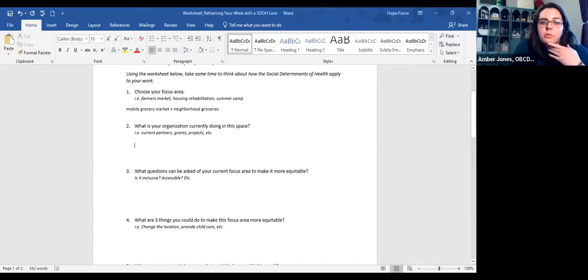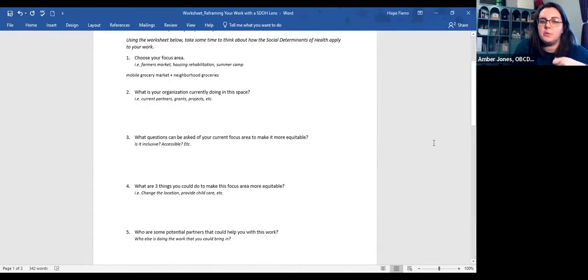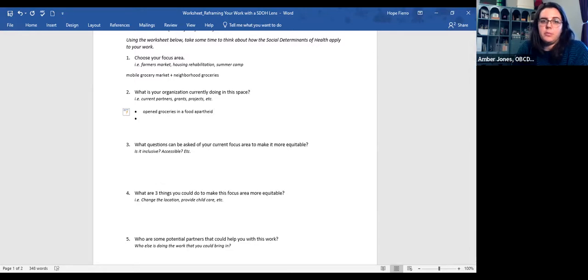And so question number 2 is, what is your organization currently doing in this space? And Thomas, don't feel the need to come off mute. We're gonna walk through this all together. So what are you currently doing in this space? So you said that you started with a mobile grocery and you recognized that it was within an area known as a food apartheid. So that's an area without healthy food options. And so thinking about what is currently being done. There was no grocery store, obviously. There was no options for healthy food. And, you know, thinking about where in the neighborhood is a good piece of that.